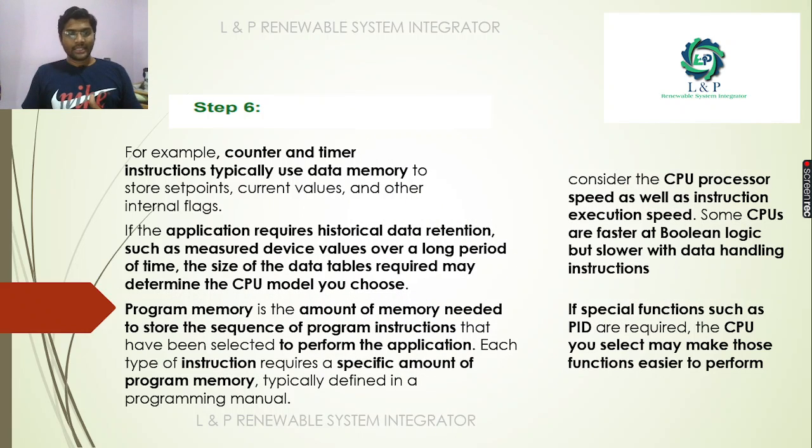And as we told earlier, program memory is nothing but the amount of memory needed to store the sequence of programming instructions that performs the selected applications. Also, for the instructions to work, we need a specific amount of programming memory. And we also need to choose the CPU processors for that, because some CPUs might be good at processing Boolean logic, and some might be slow at handling analog values. So you need to choose your controller wisely for your applications.